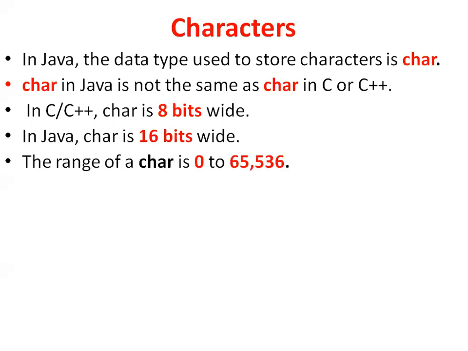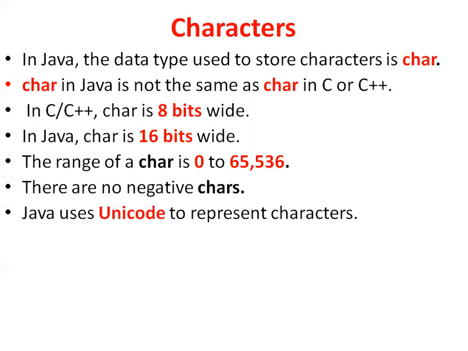Why 2 bytes? Because we need to store different symbols. The range of char is 16 bits, meaning 0 to 65,536. Up to 65,536 we can store in char type. All the 16 bits are used here. There are no negative chars, only positive characters we can store. There is no minus a or minus b; these kinds of chars are not defined. So why is it declared as 16 bits?